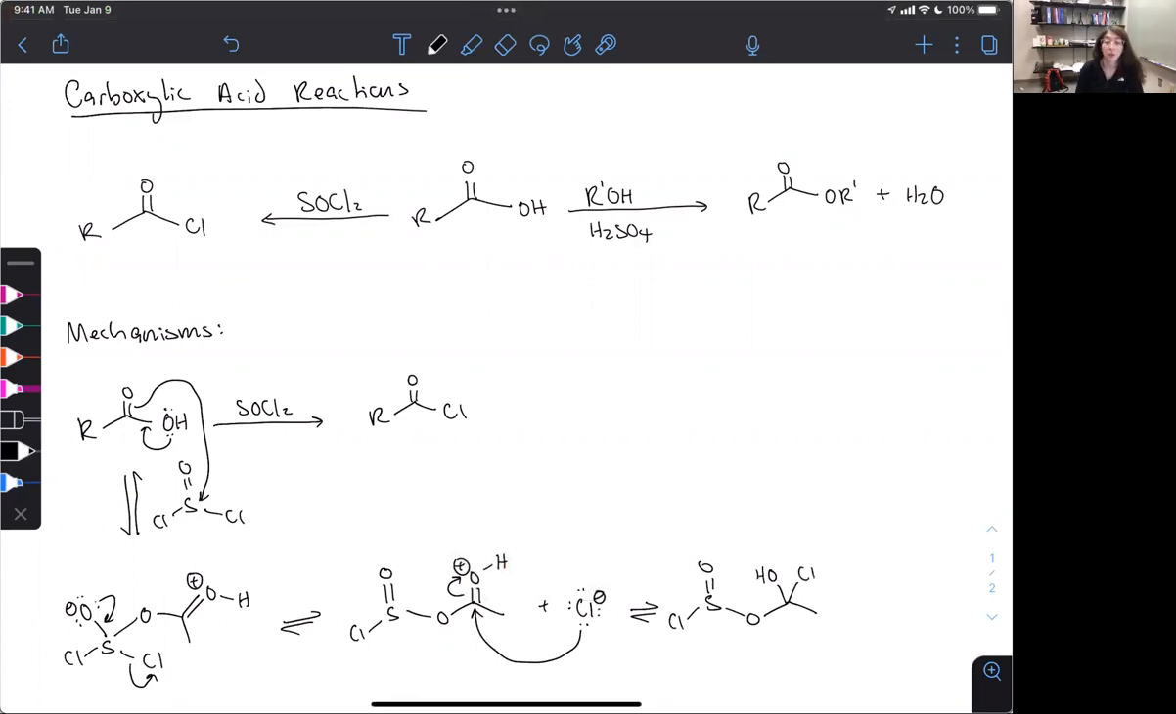And then I get to this intermediate. Again, I'm kind of at a tetrahedral intermediate type stage. So I can have my lone pair move down and then kick off this whole thing. So this is actually a very, very good leaving group, and we'll see why in just a second.